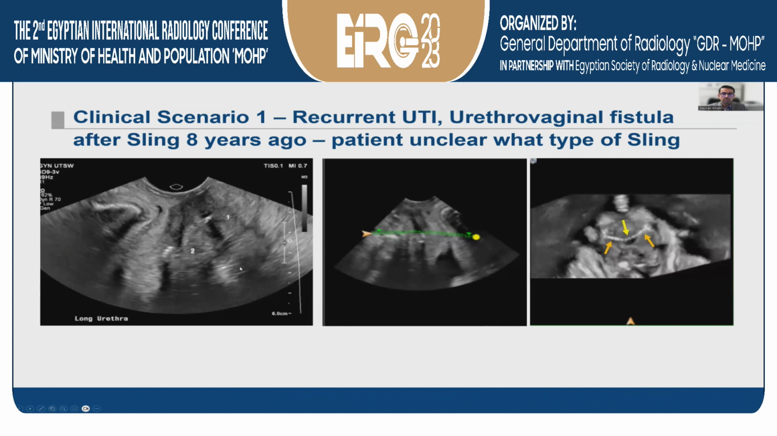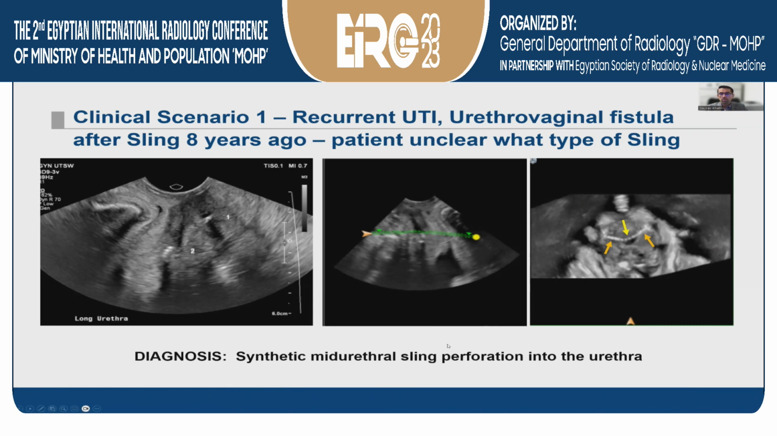Doing the recon at the level of the sling, you can see on this axial recon, the orange arrows are pointing to the extension of the arms going away from the urethra, but the center of the sling is going right through the urethra. So this confirms the erosion into the wall of the urethra, and this was in fact confirmed at surgery. This was a synthetic mid-urethral sling perforating into the urethra.